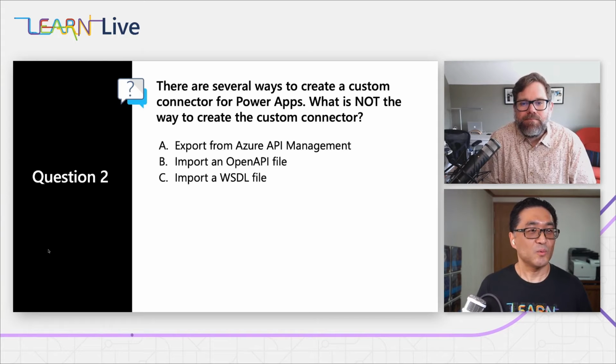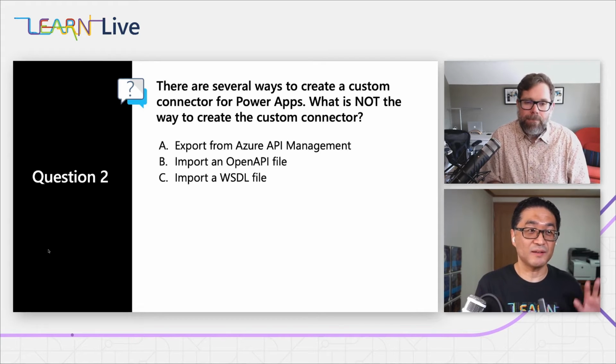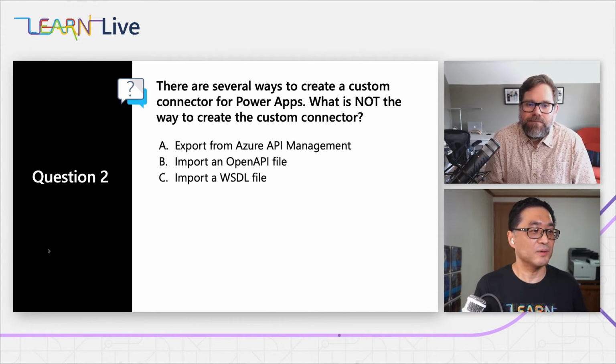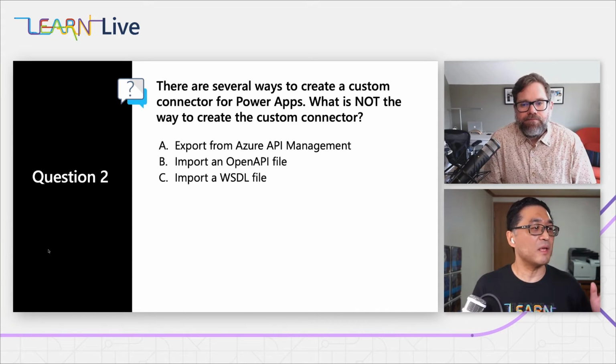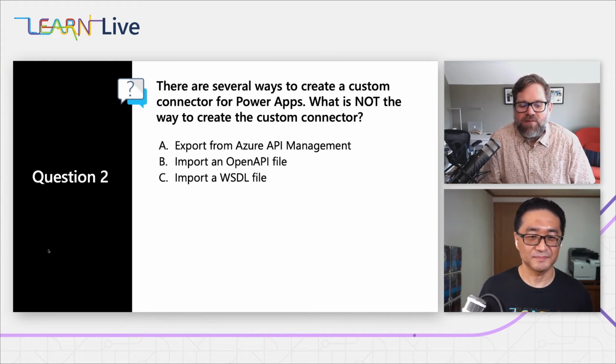So we just created a custom connector both ways, the API Management and the OpenAPI document side. We keep saying connector and connection. This question is about the connector side. There are several ways to create a custom connector for Power Apps. So what is not a way to create a custom connector? Okay, let's read through these three options.